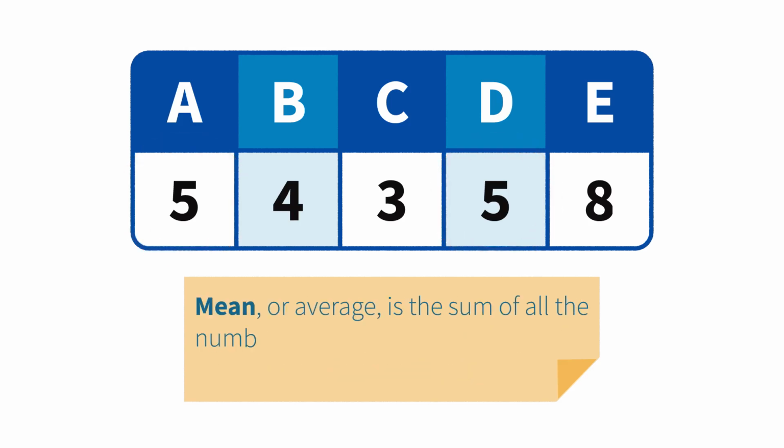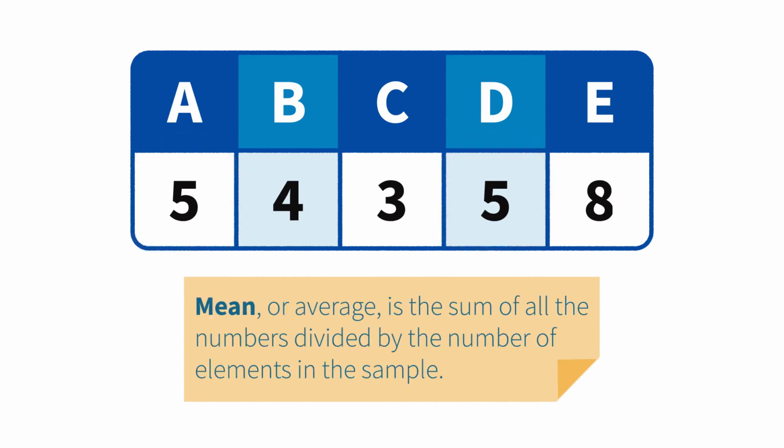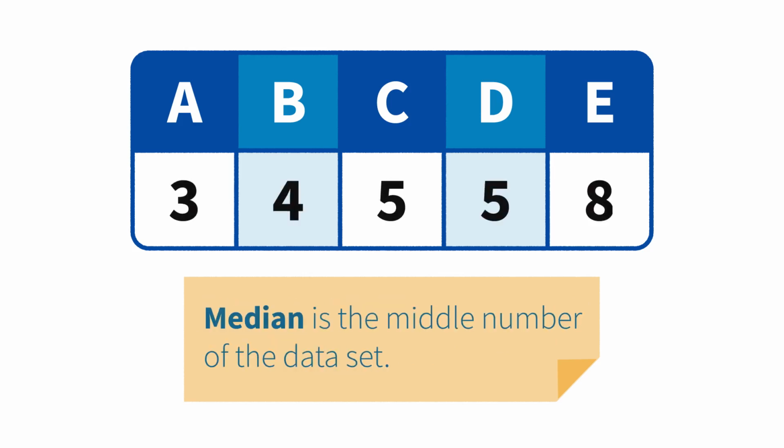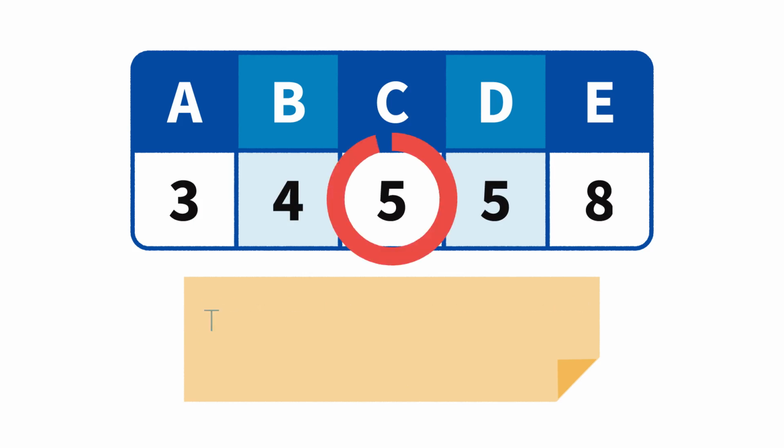Next is the mean, often called the average. This is one of the most common ways of summarizing data. It's simply the sum of all the numbers divided by the number of elements. Another measure of the center is the median. The median literally looks for the middle number. To get the median, we need to sort the dataset first, then pick out the middle number.